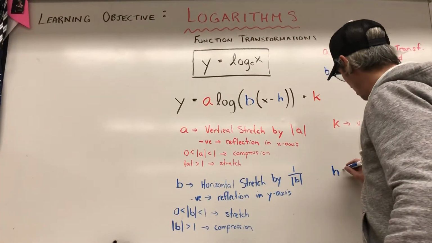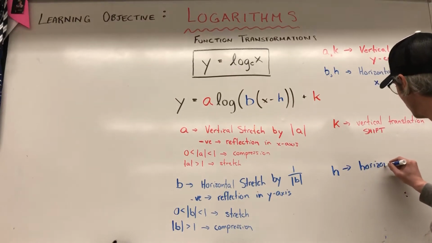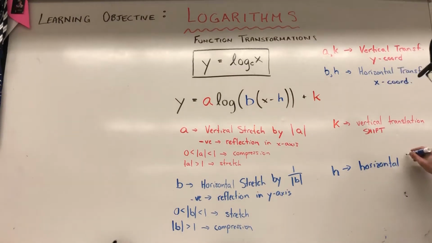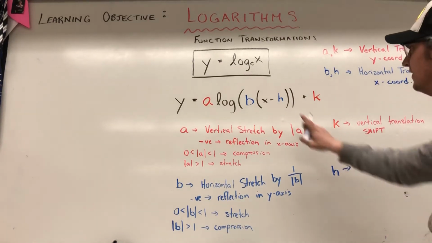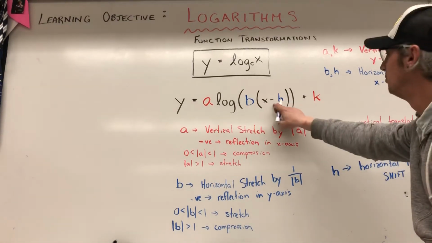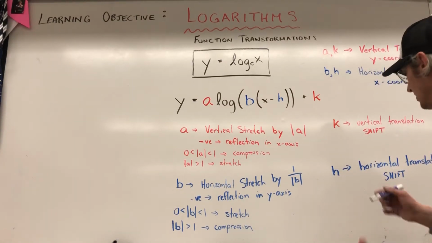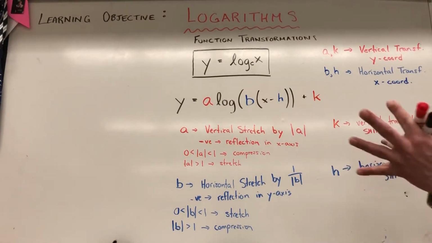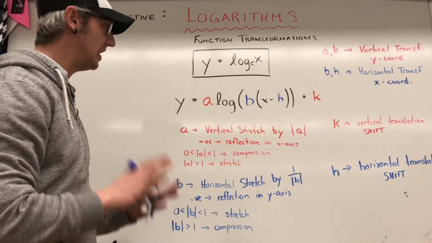And H, also a little quirky, is my horizontal translation or shift. If it's x minus h, we're moving to the positive, and if it's x plus h, it means we're moving negative. It just behaves the opposite, just like B. It's a little quirky. Okay? Nothing has changed. A, B, H, and K all behave the same way.